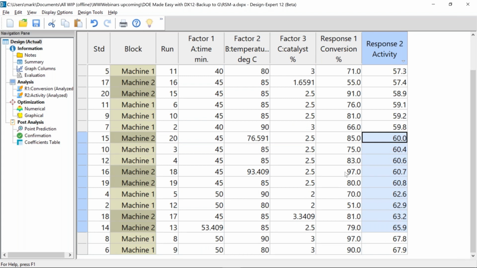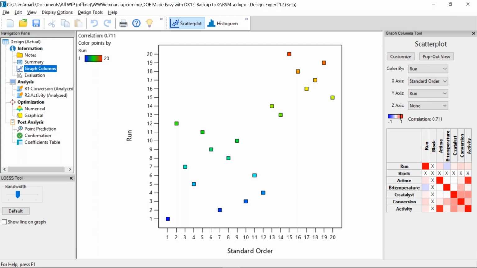Then I look and see if any of those are high yield. And I can see by inspection that we might have a chance of getting within the activity range and at high yield. If it was more important to get the activity near to 63, we'd have to give up some conversion. But before we get too far ahead of ourselves, you could look at the graph columns. However, we don't get as good of a view of things with the central composite because of the way it's laid out. We could look at some things like the block.